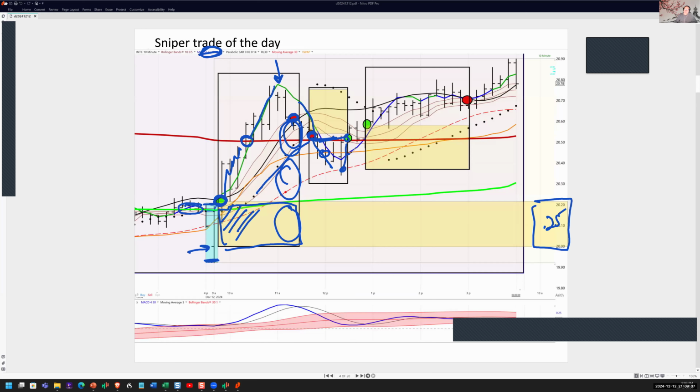When RL10 comes through the dragon, I get long, standard risk. It monkeys around a little bit. I get about a half an R. So that nets 2.5 R for the day. I missed that afternoon little run up.